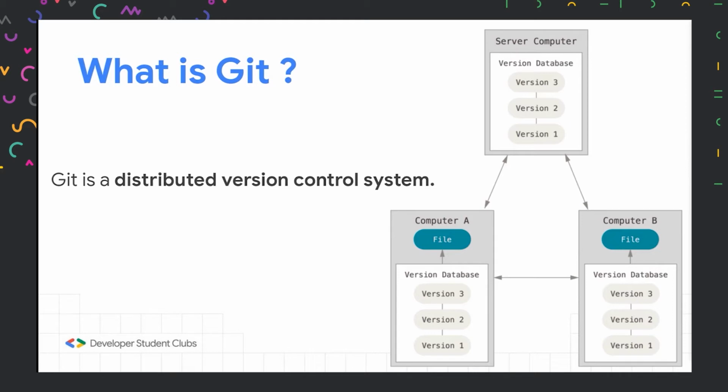Well, that was too technical, right? We have a picture for that over here. So let us say there is one computer A and one computer B. They are both used by your friends. Let's say you have a friend who is working along with you on a project. So you are using computer A and your friend is using computer B. Both of you are writing code for the same file.